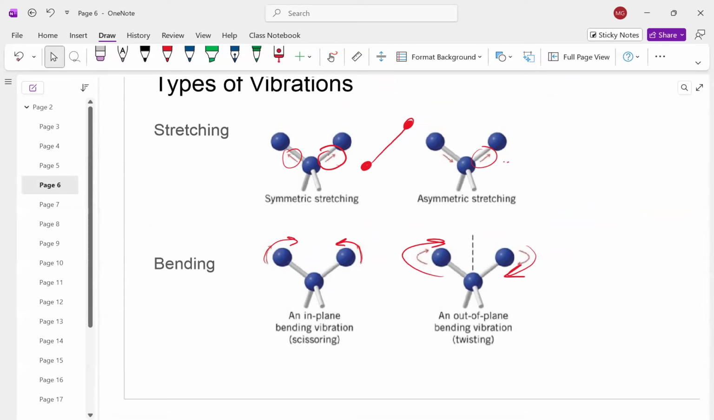So in the next video, we're going to kind of break down how we interpret an IR and how to make it kind of simple in terms of breaking an IR spectra down into regions.